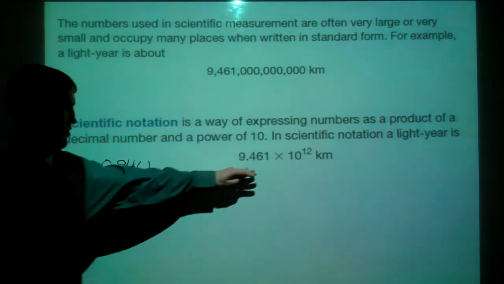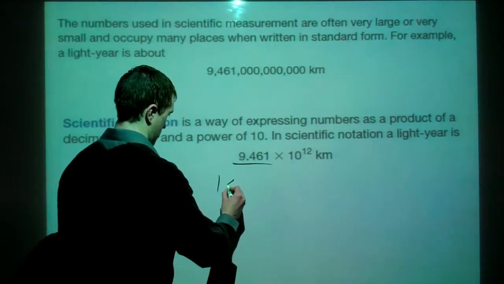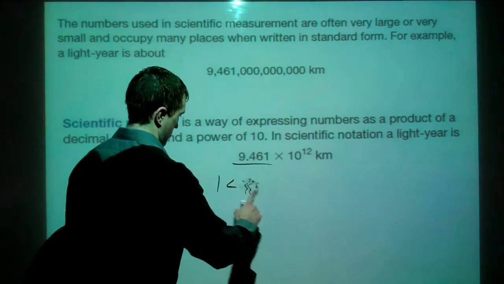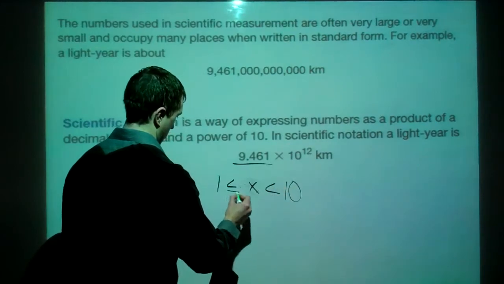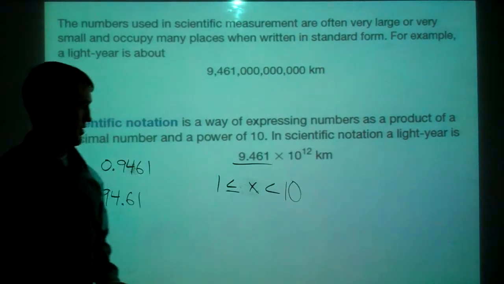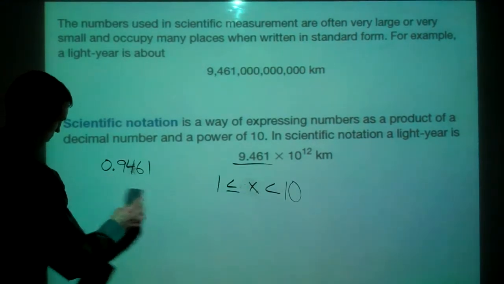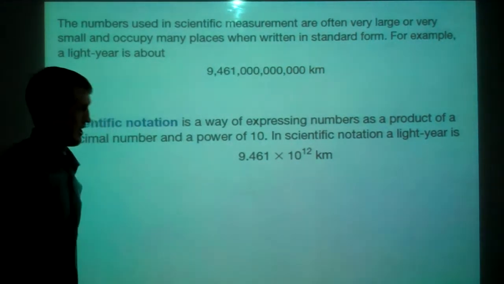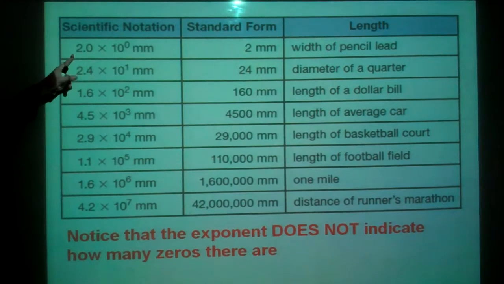So we want this first number here to be greater than or equal to 1, but less than 10. So it can be 1, but we want it to be less than 10 for sure, and 1 or greater. Okay. So standard for scientific notation is this number is less than 10, greater than 1. And you can see that here. All these numbers are between 1 and 10. Yeah, this is just a chart.